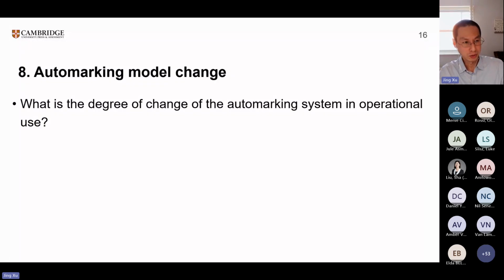Okay, and the model change is about when there's an update of the auto-marking system version, we should do continuous evaluation and also inform the test users as well.